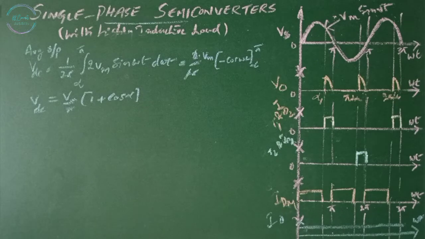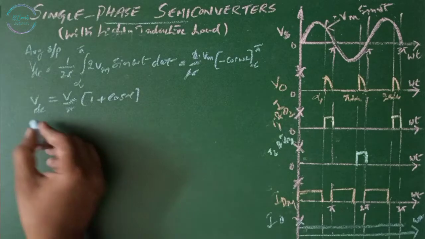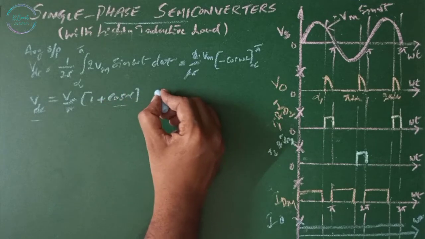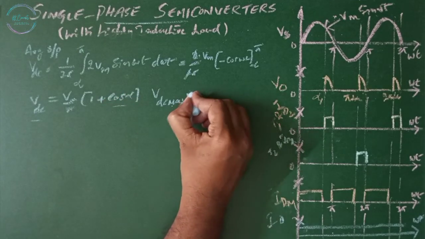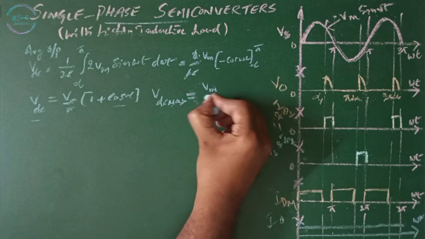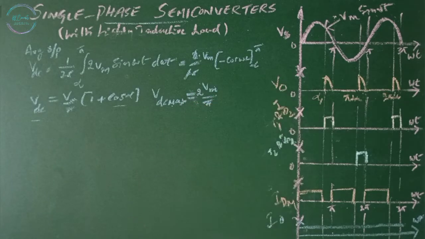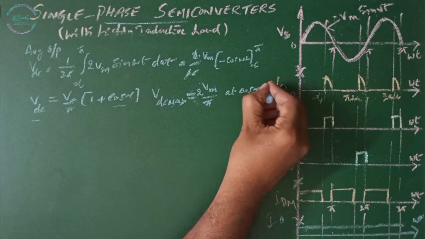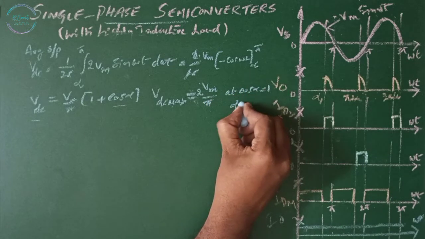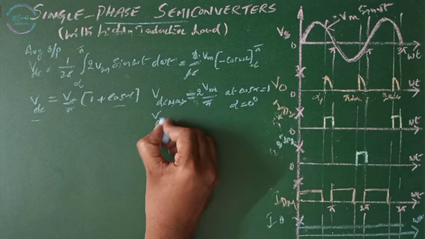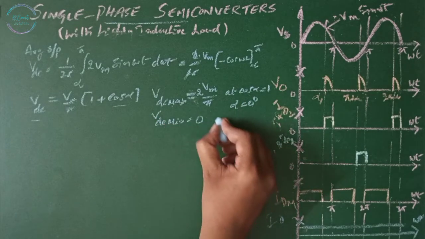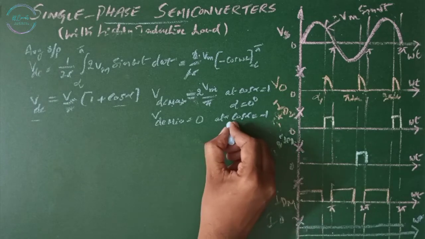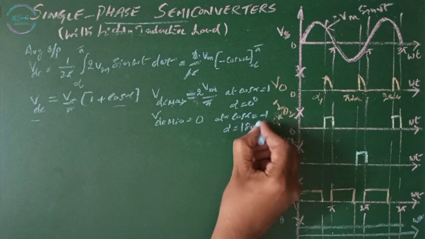Now, this will be maximum when cos alpha equals 1. So VDC max equals 2 Vm by pi at cos alpha equals 1, that is alpha equals 0 degrees. VDC is minimum, 0, at cos alpha equals minus 1, at alpha equals 180 degrees.